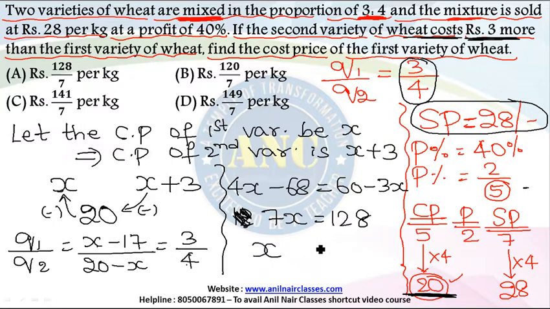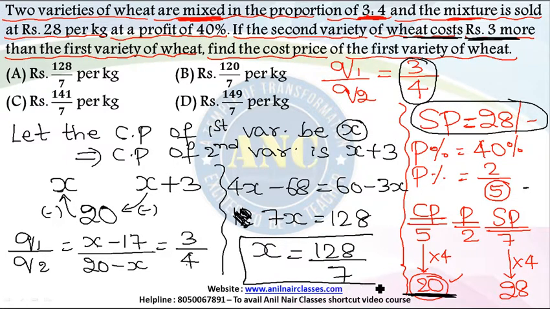So x should be 128 divided by 7, and x is nothing but the cost price of first variety of wheat. X value is 128 divided by 7 rupees. I hope the idea is very clear for you. Find the cost price of first variety of wheat. Answer for this question is 128 by 7 rupees per kg. I hope it is very clear for you people.